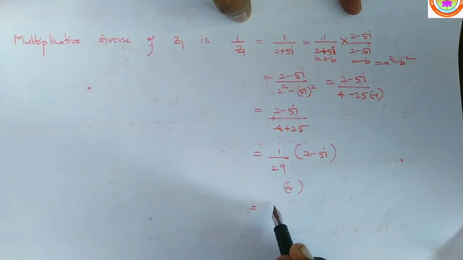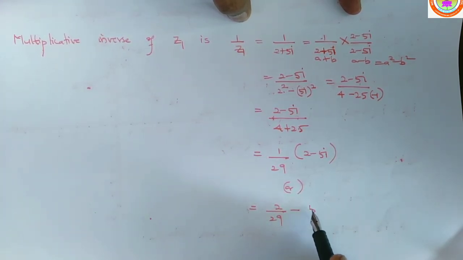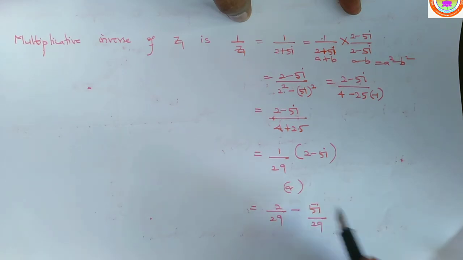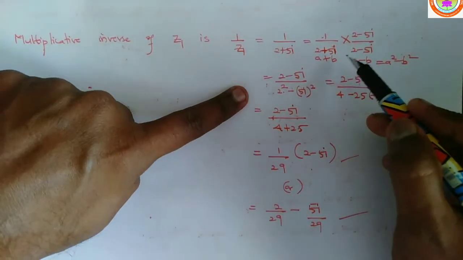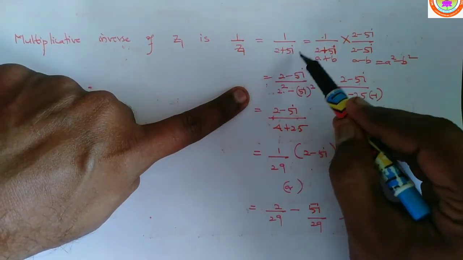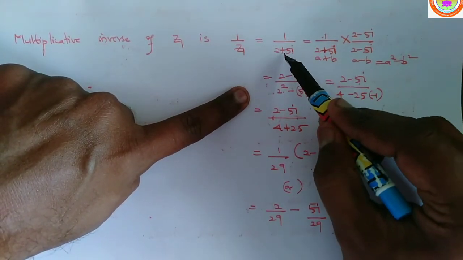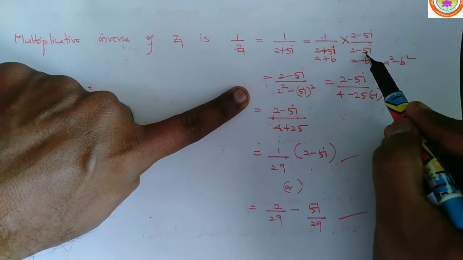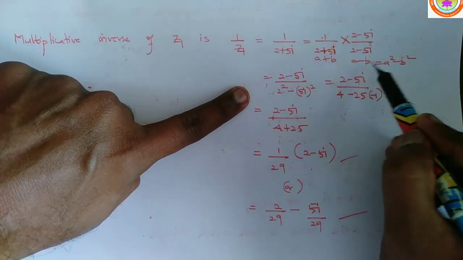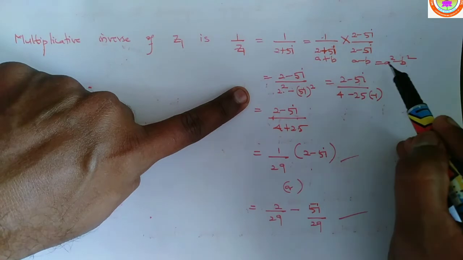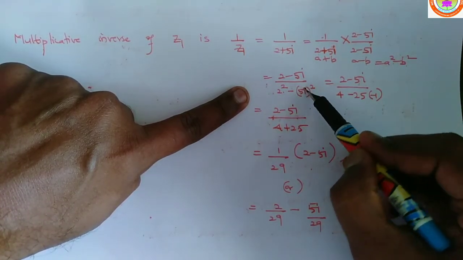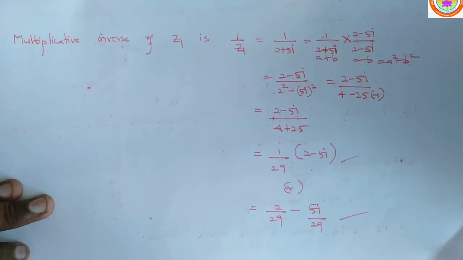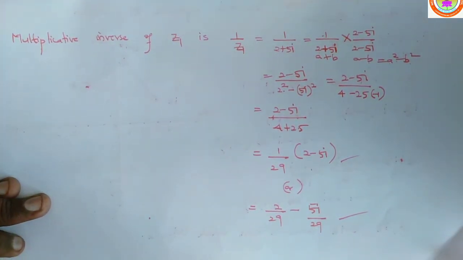Otherwise we can write 2 by 29 minus 5i by 29. This is also a correct answer. This is the multiplicative inverse of z1. Why are we conjugating? Because the denominator should not contain the complex number. Always the numerator should contain it. We change plus 5i to minus 5i, and use the formula a plus b, a minus b equals a square minus b square, with b square being 5i the whole square.